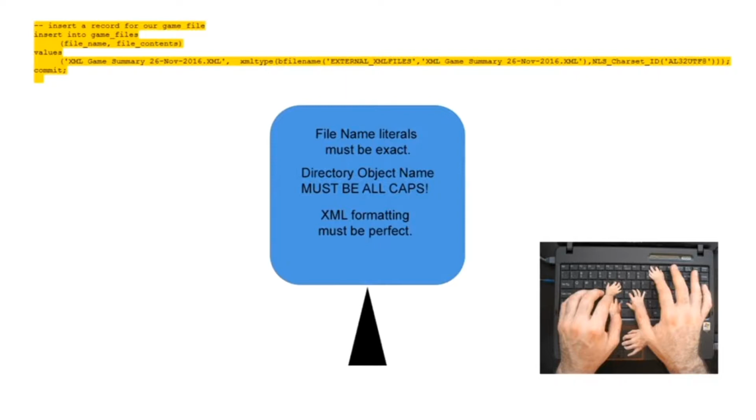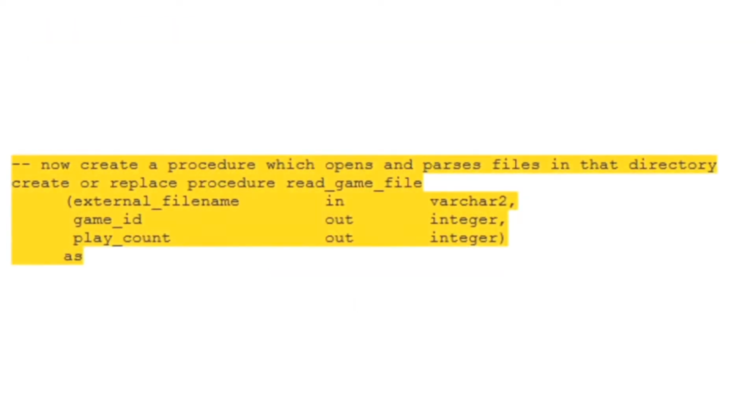Remember, there were a number of potential problems associated with getting that first record insert to work. In particular, 1. File name literals must be exact. 2. The directory object name must be in all caps and quoted. 3. The XML formatting must be perfect. And 4. Oracle must have full read access privileges to that external directory. Once we were able to finally get that record inserted into our BFile table, we were ready to write a procedure which parsed the external XML file and stored it to a local relational table.